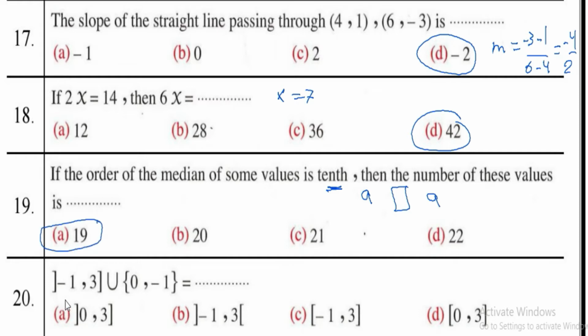Open interval from negative 1 to 3 union the set {0, negative 1}. The zero is already in the interval, since one end is negative and the other is positive, so zero is inside. The negative 1 will be added in the union, so the interval will be closed instead of open: closed interval from negative 1 to 3.